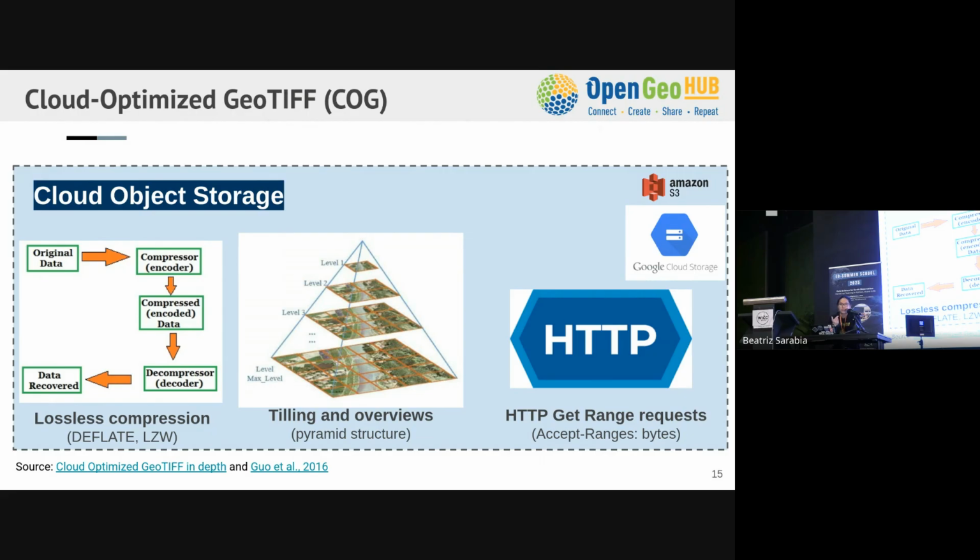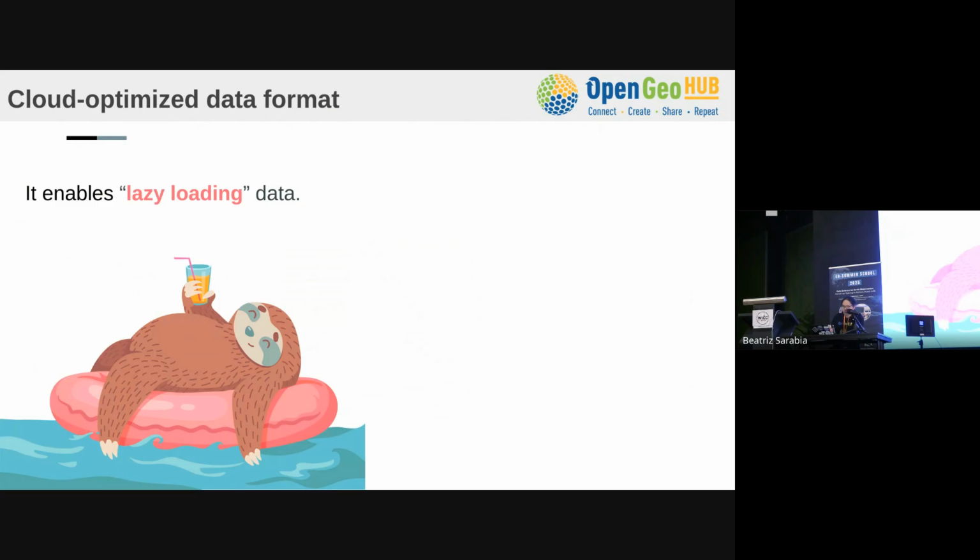But if you want to request a file, you only need to go directly to the data location on the disk and retrieve it from there, instead of going through all the filtering in advance, to actually reach the data as you do on your local file system. And also, the cloud optimized data format enables lazy loading.